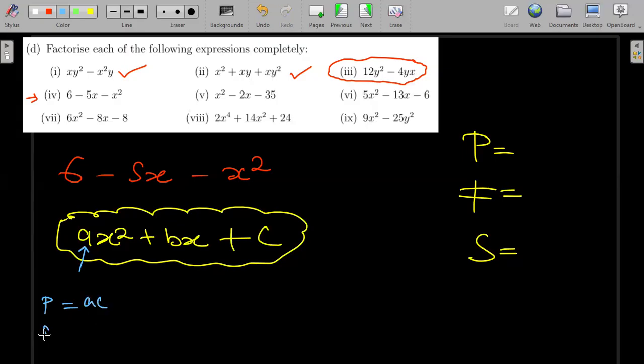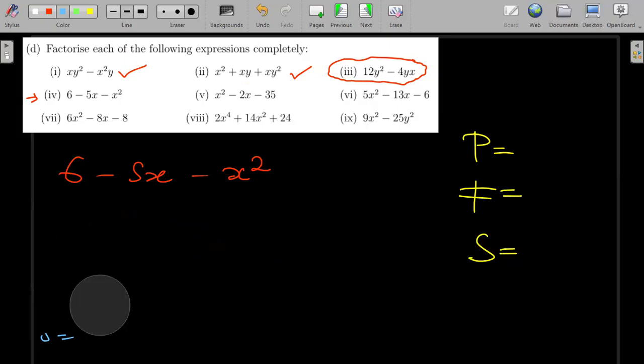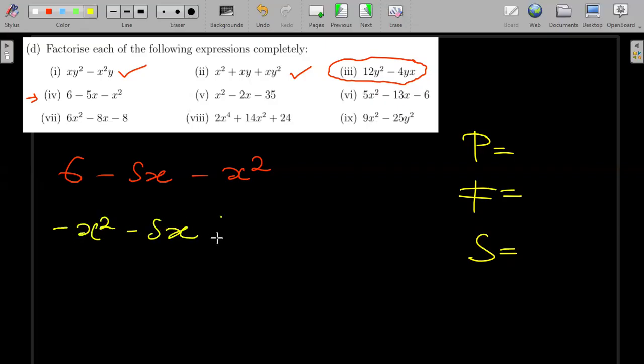Okay, and then the sum is just two numbers such that when you add them, they will give you the term in x, and when you multiply them, you're going to get c. That's what we do. So now let's look at this equation here on top and first write it in this form. Let's write it in a standard quadratic. So I'll write it like minus x squared minus 5x and then plus c.